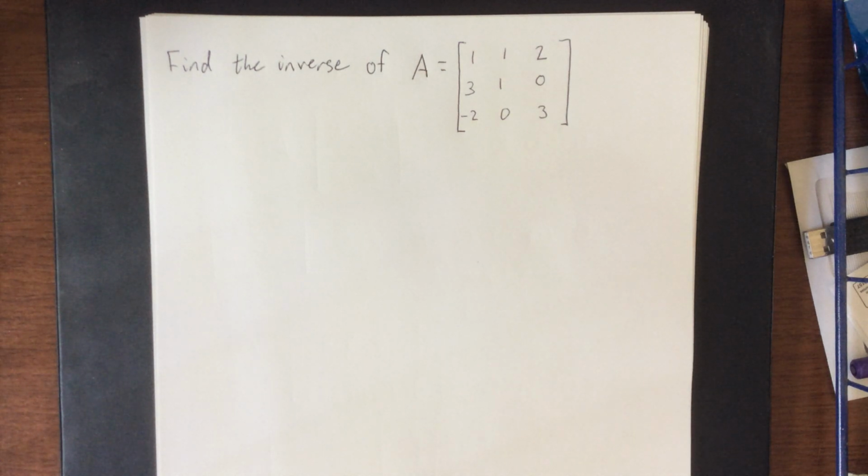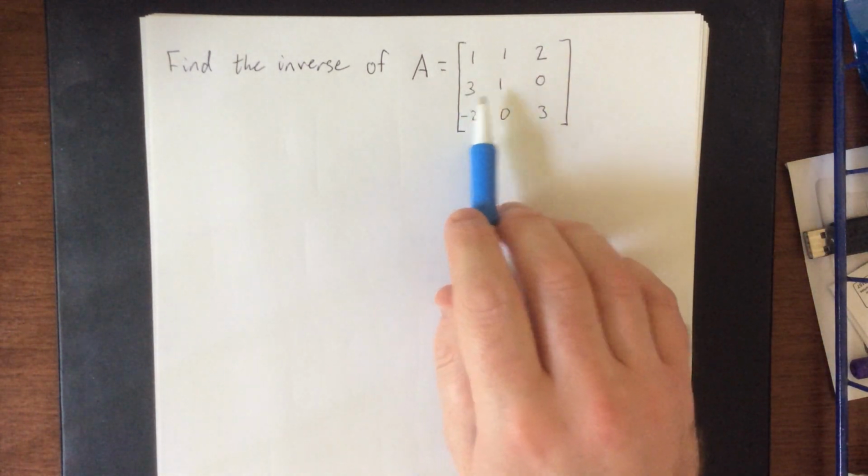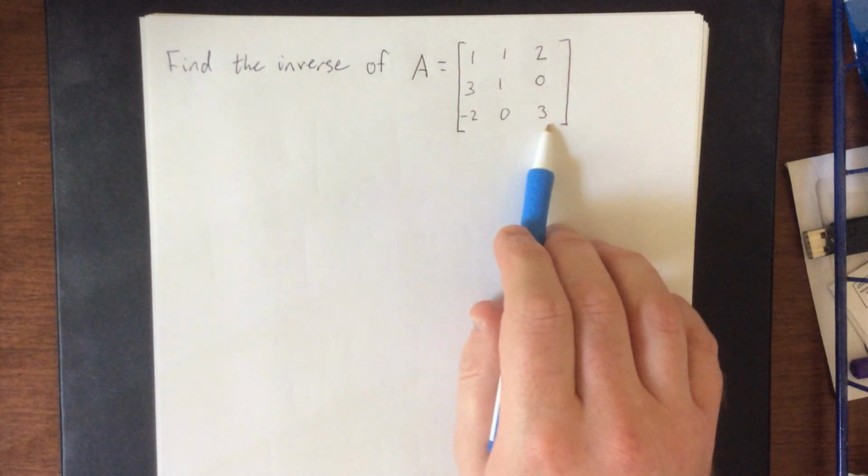In this example, we're going to be finding the inverse of the following 3 by 3 matrix. First row is 1, 1, 2. Second row, 3, 1, 0. Third row is -2, 0, 3.